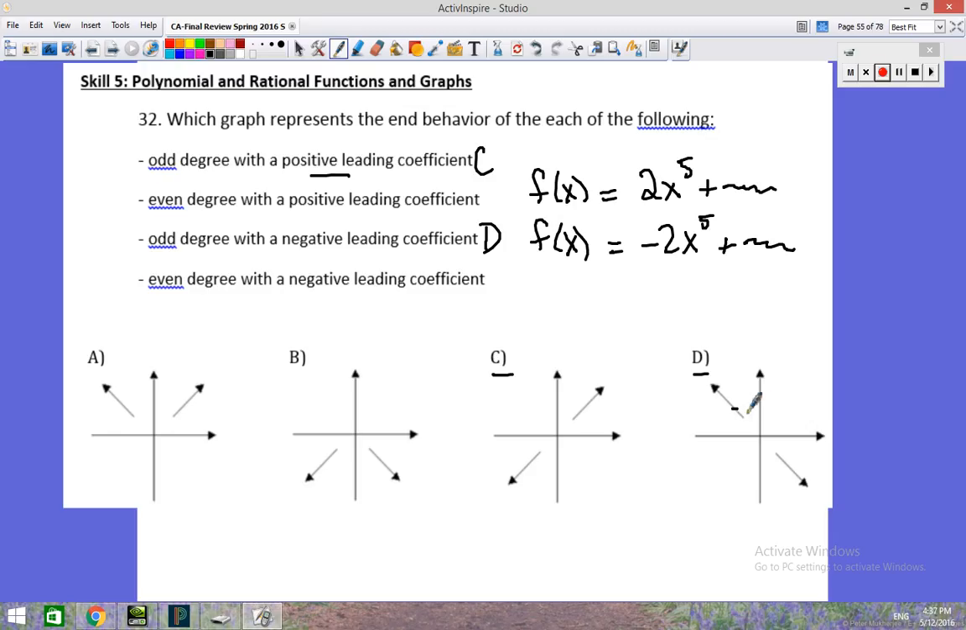Here, as x is increasing, you're going down, so the slope of that is negative. Here, as x increases, you're going up, and that slope is positive.